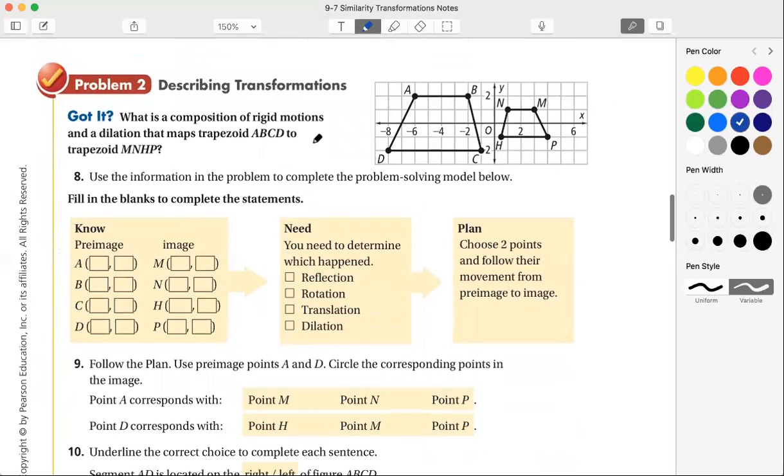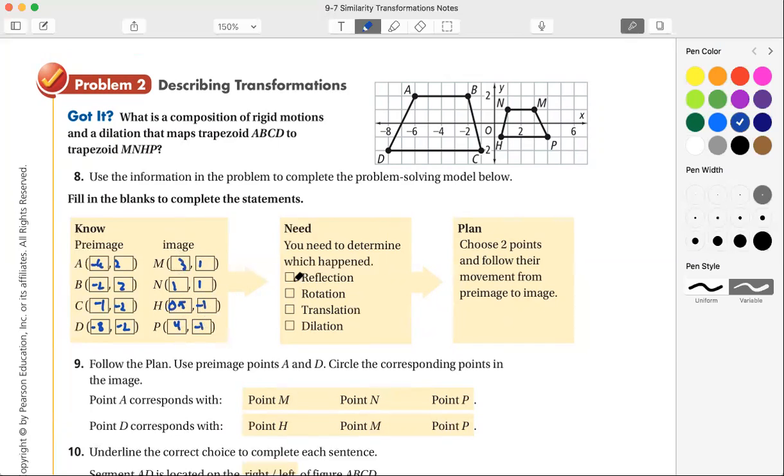All right, so what is a composition of rigid motions and a dilation that maps a trapezoid to this trapezoid? Okay, so what I like to do is write down all the coordinates. So for the pre-image, we know A is -6, 2, B is -2, 2, C is -1, -2, and D is -8, -2. For my image, we had the coordinates 3, 1, we had the coordinates 1, 1, we had the coordinates 0.5, -1, and we had 4, -1.